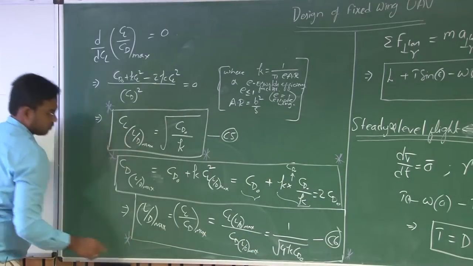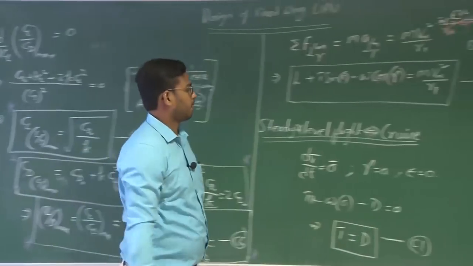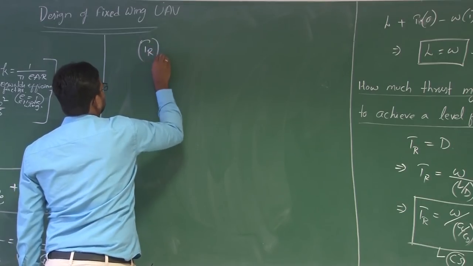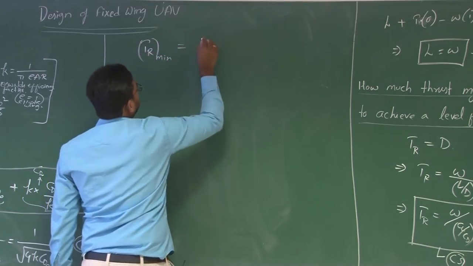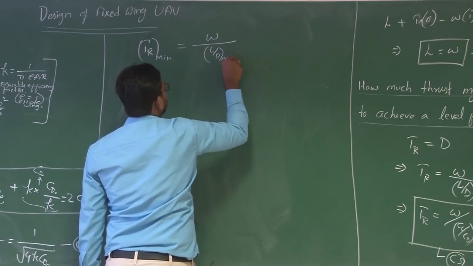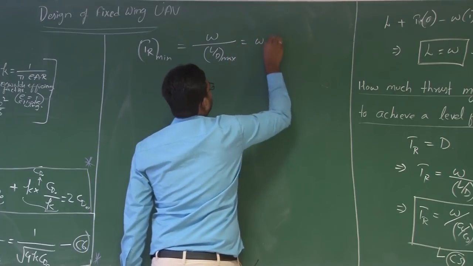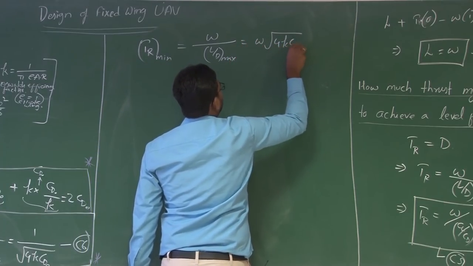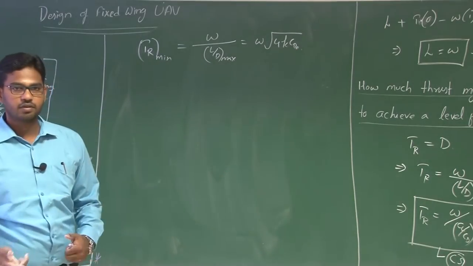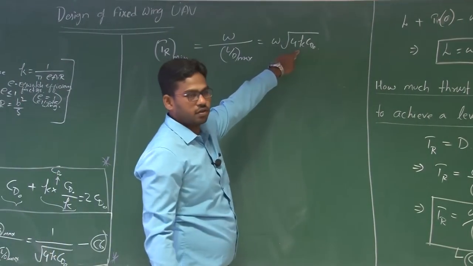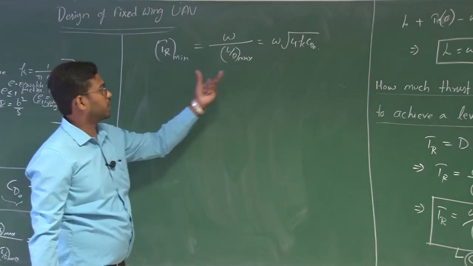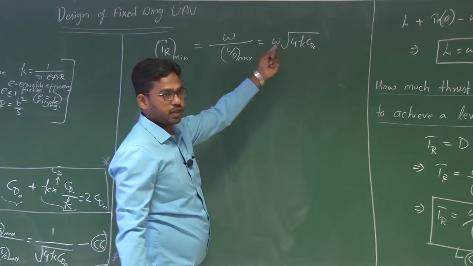These are noteworthy equations, right? Once I have this L by D max, I can immediately find the thrust required minimum condition, right? This equals W by L by D max, which is CL by CD max. This equals W into root over 4k CD naught, right? If you know the profile drag of your aircraft, of your UAV, and if you know the induced drag correction factor, you will be able to find out the minimum thrust requirement of that system for a given UAV of weight W.